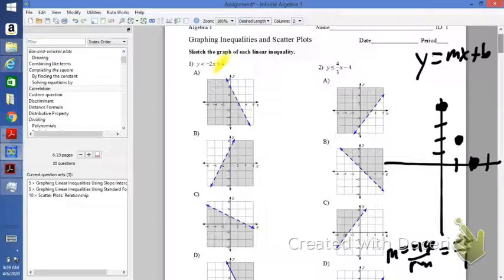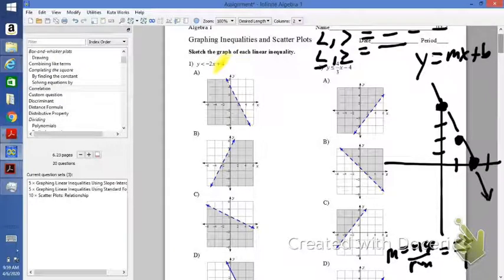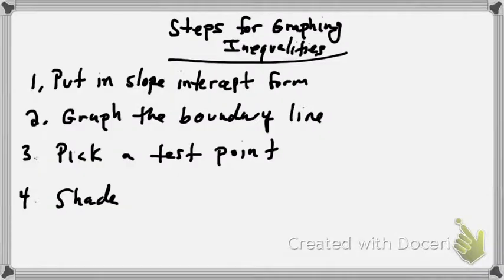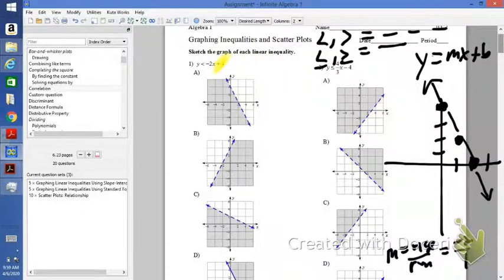But we did 3. Now, remember that for less than and greater than, you're going to connect the points with a dotted line. For less than or equal to, greater than or equal to, you're going to connect with a solid line. So here I'm going to connect with a dotted line. Now, step 3, pick a test point. Usually that test point is 0, 0. We're always going to pick 0, 0 unless the boundary line goes through 0, 0. So here's 0, 0.